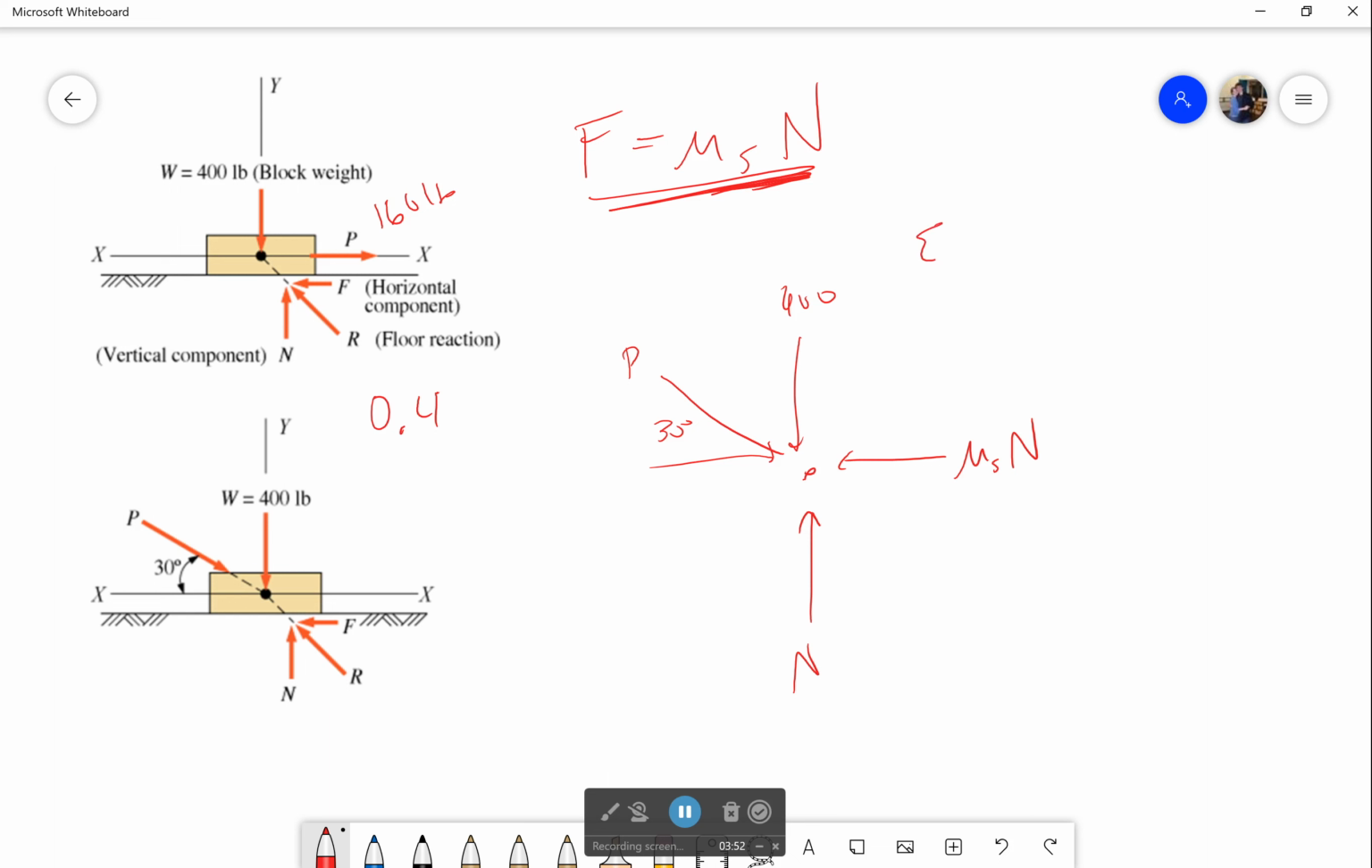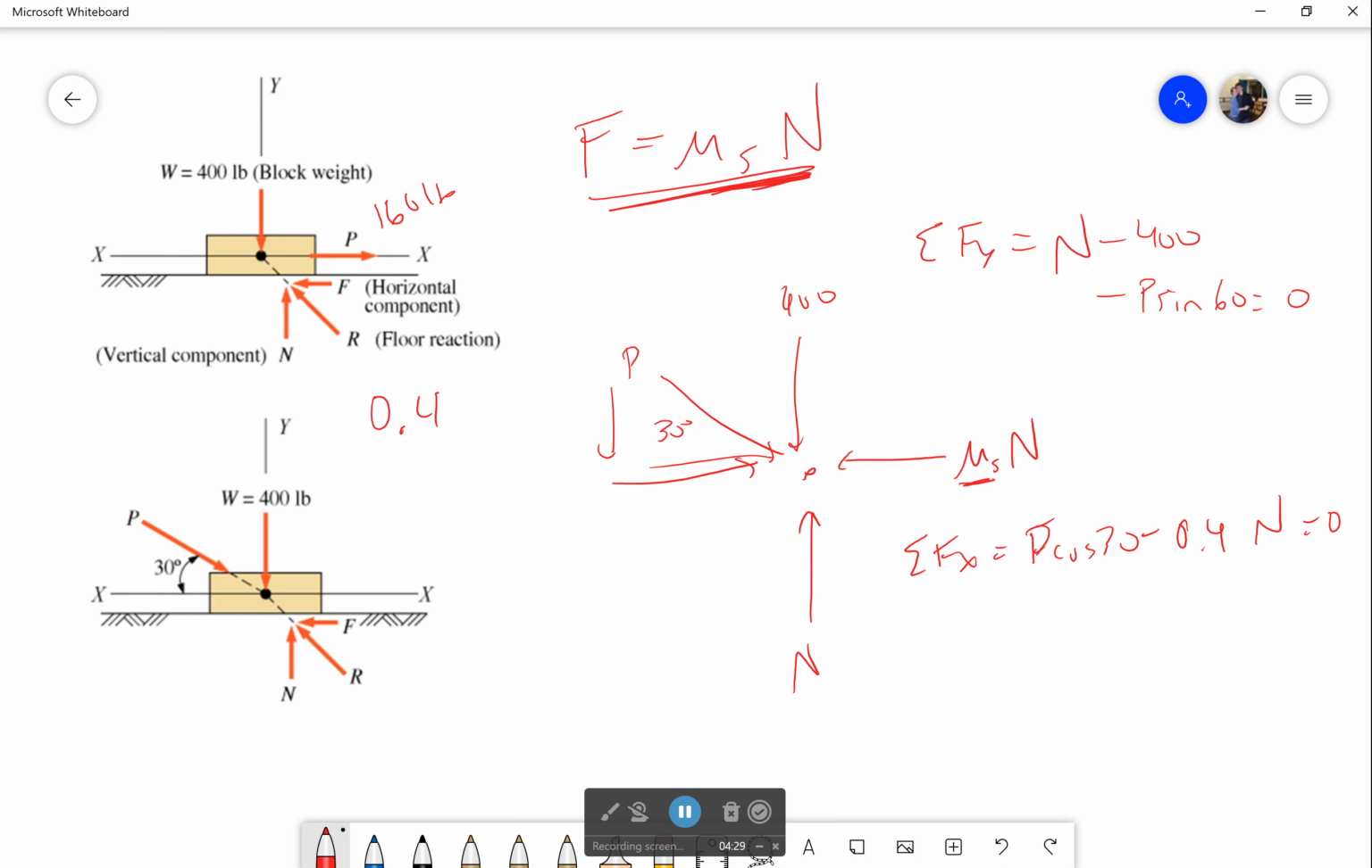So summing the forces in the Y direction, I get normal force pointing up minus 400 minus the vertical component of P, which is going to be P sine of 60 degrees. It's all equal to 0. And my sum of the forces in the X direction is going to be equal to P cosine of 30 minus the coefficient of friction times the normal force, which I do not know.